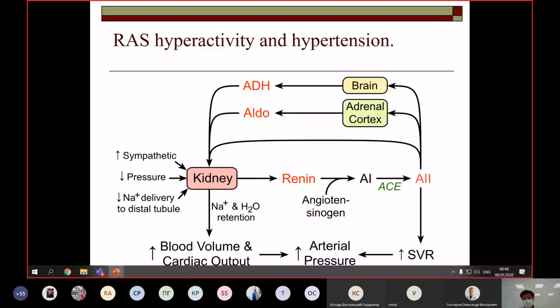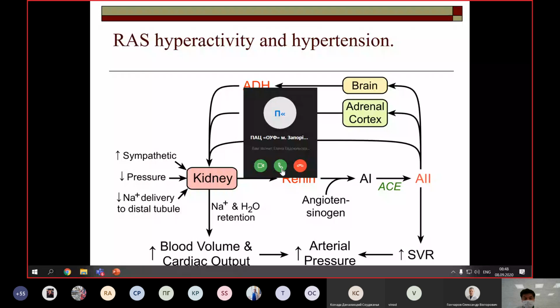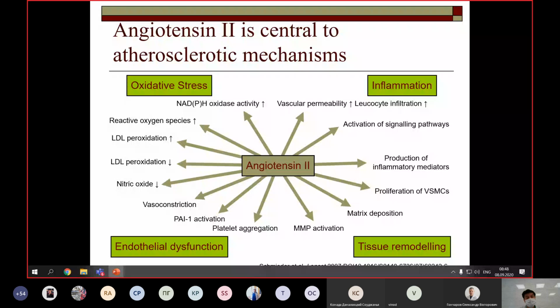So both mechanisms are tightly related to increased BP and associated with increased BP as well. So, despite the neurohumoral active role of angiotensin II in the regulation of arterial hypertension, angiotensin II can associate with other pleiotropic effects, including oxidative stress, inflammation, tissue remodeling, and endothelial dysfunction.